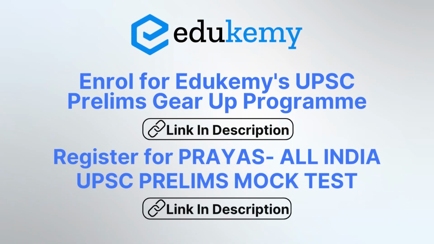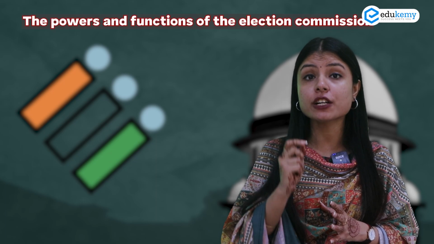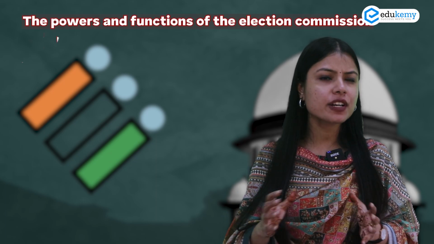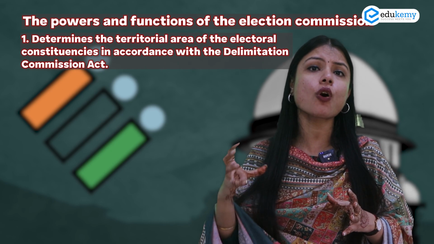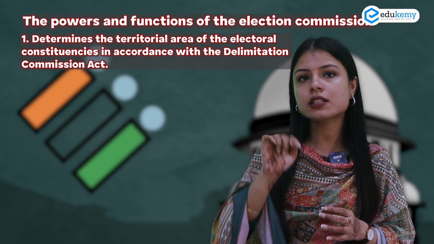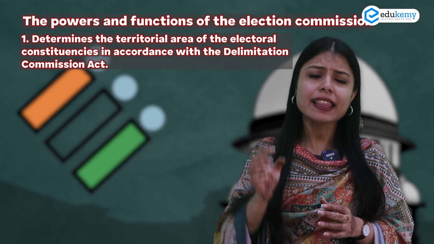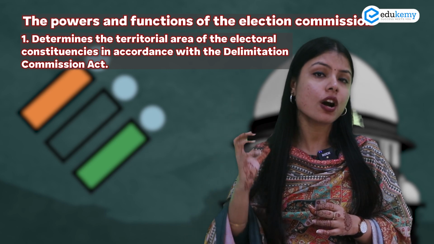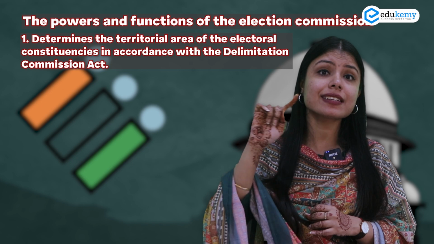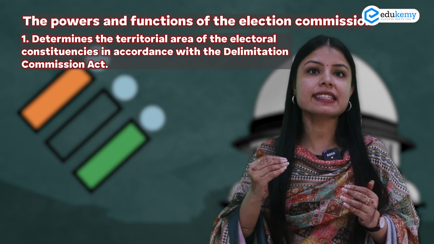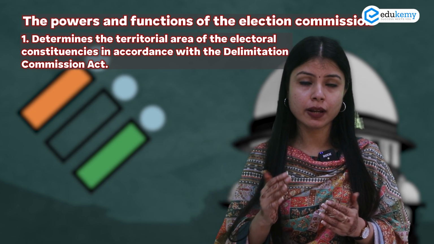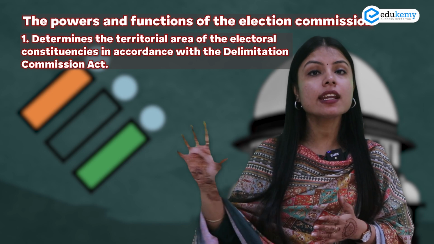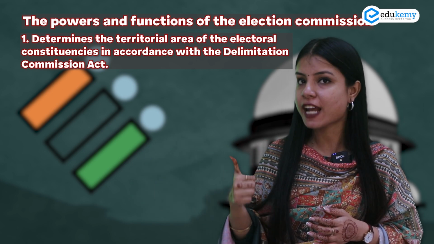Now let us move to the very important area of this topic, and that is what are the functions of the Election Commission. First and foremost, elections in our country are based on territorial constituencies. So you must have seen certain constituencies are identified and then members are selected from this constituency. So drawing up these territorial constituencies, what would be its area, how it has to be revised, is done by the Election Commission. But remember, this is done in accordance with the Delimitation Act.